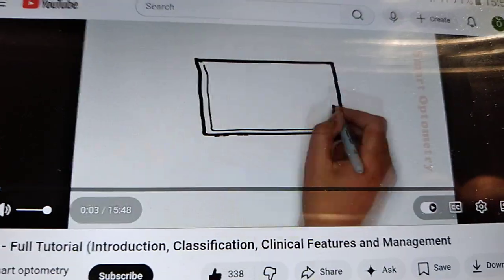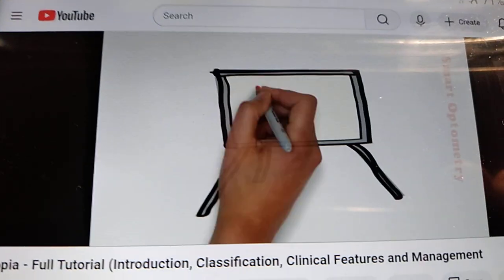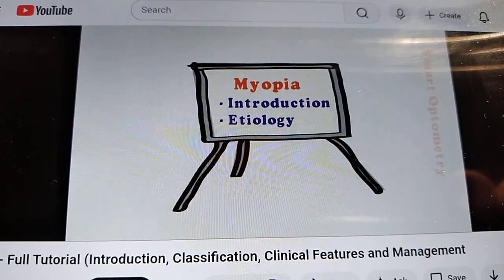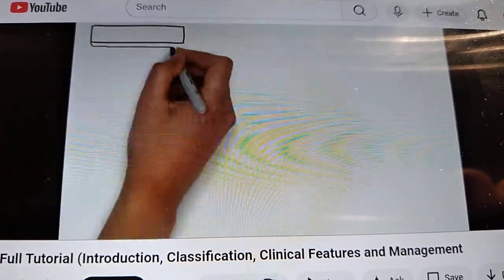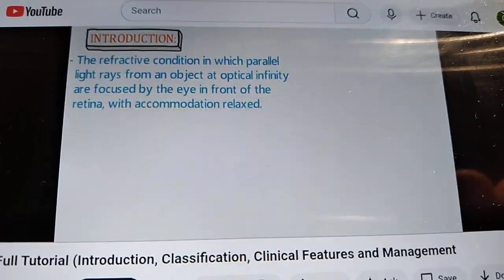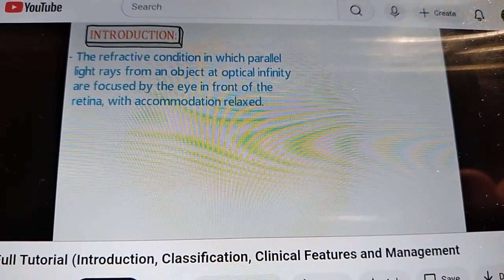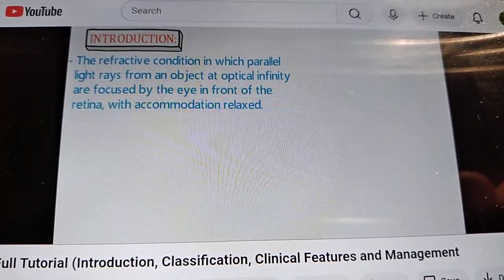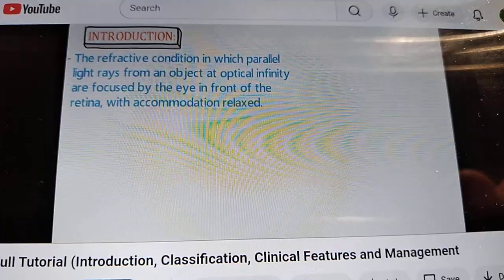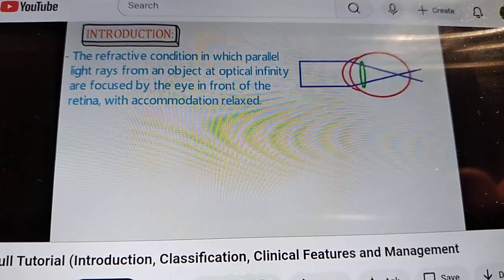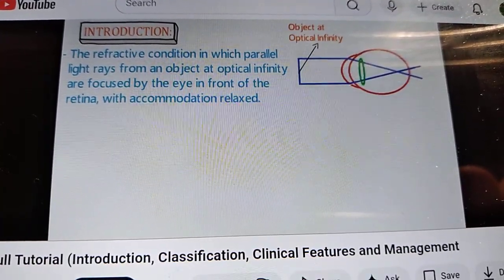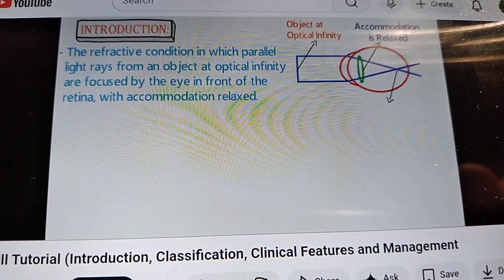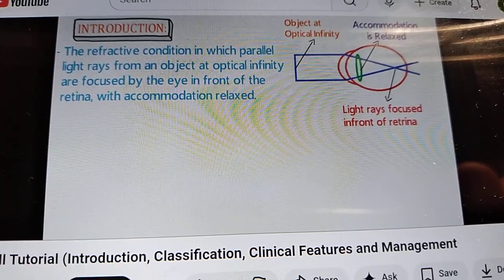Here we go. In this video, I will discuss about myopia and I will cover introduction and etiology of myopia in this video. Let's start with introduction. The refractive condition in which parallel light rays from an object at optical infinity are focused by the eye in front of the retina with accommodation relaxed. Here, this is a figure of myopic eye. This is object at optical infinity. When accommodation is relaxed, light rays focused in front of retina.